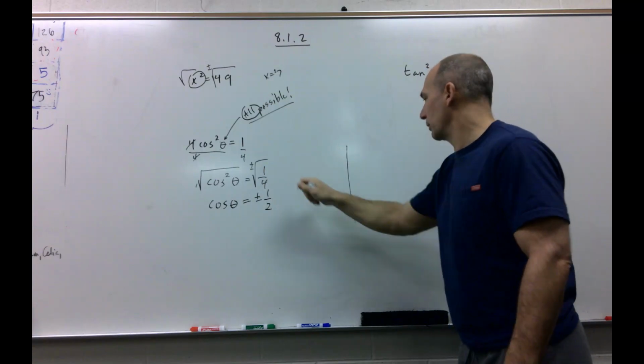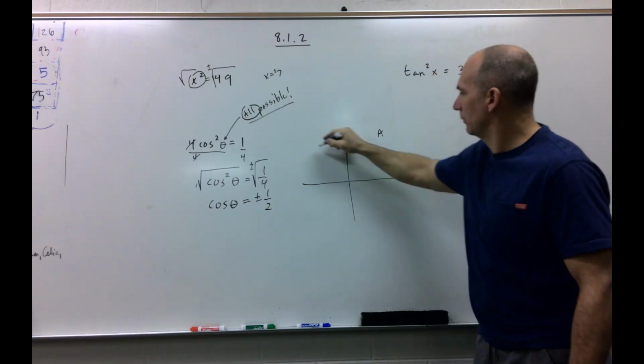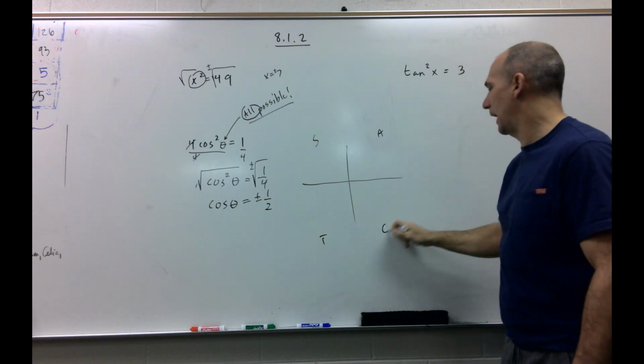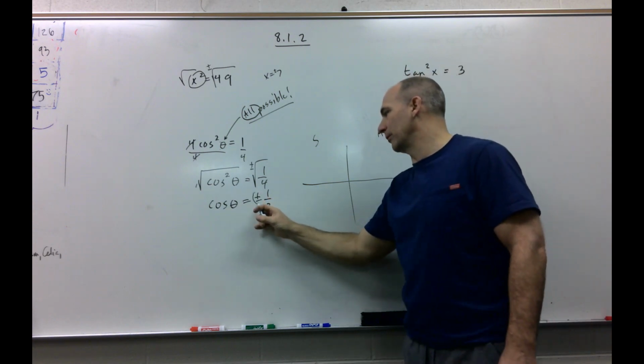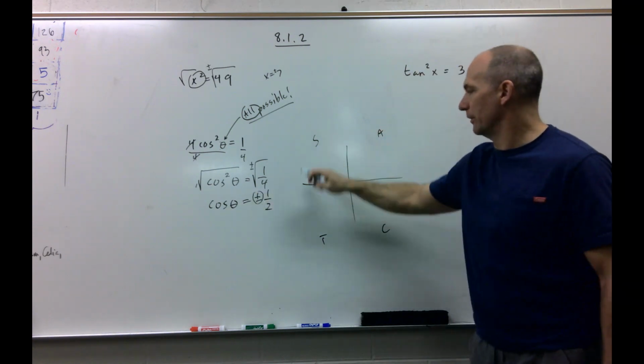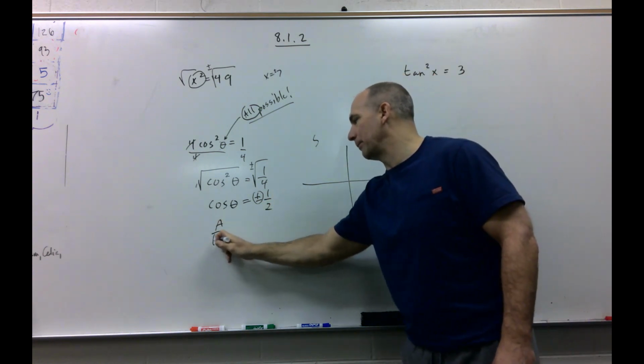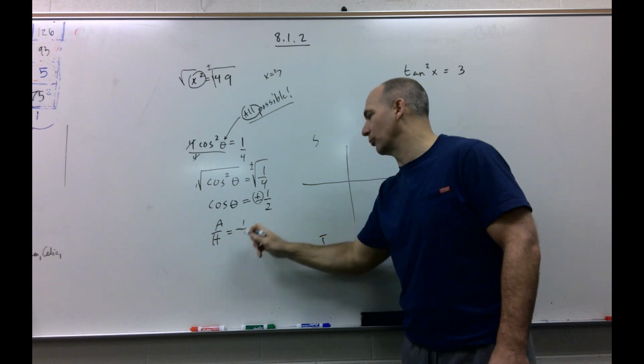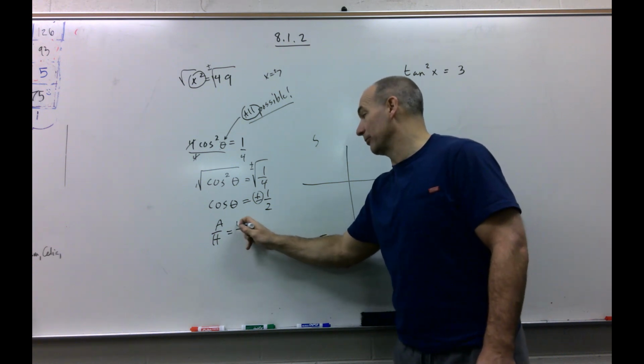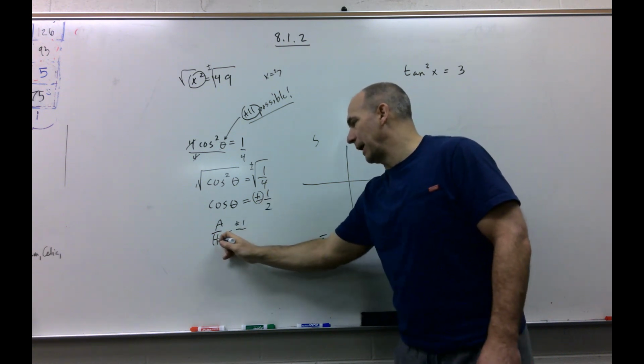Well, if you recall, all students take calc. Where is cosine positive and negative? All 4 of these quadrants. What is this telling us? Well, cosine is adjacent over hypotenuse, so they're telling you the adjacent side is 1, plus or minus 1 actually, and then the hypotenuse has to be 2.